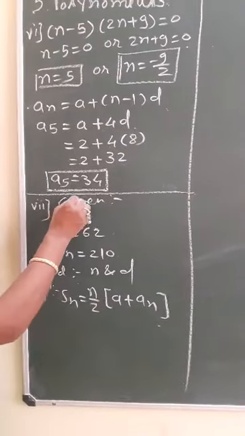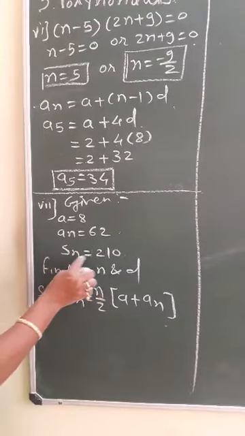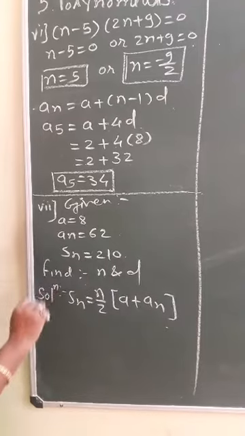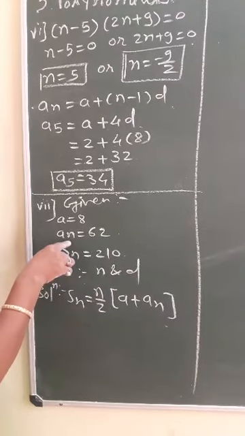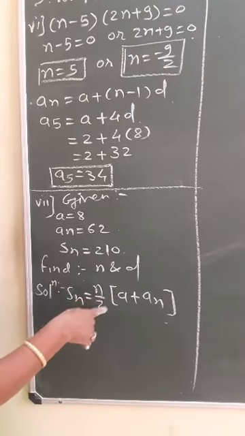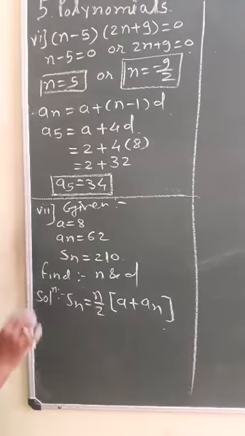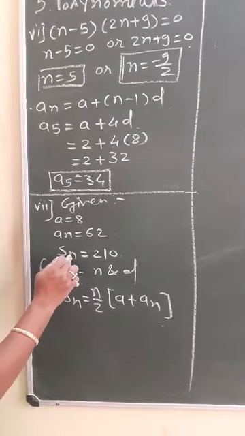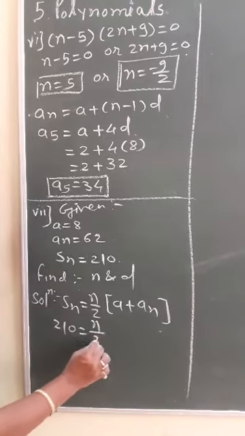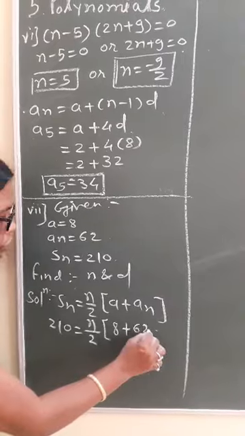In the 7th problem they have given a is equal to 8, an is equal to 62, Sn is equal to 210. So we have to find n and d. Now everyone knows the Sn formula in terms of a and an: n by 2 into a plus an. Out of these 4 variables, 3 we know. That is the value of Sn, 210, and a is 8, and an is 62.